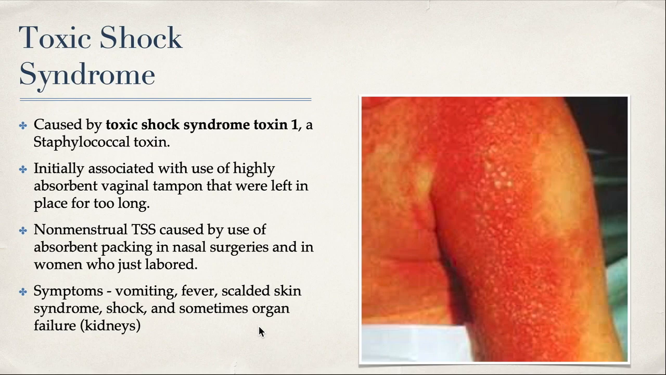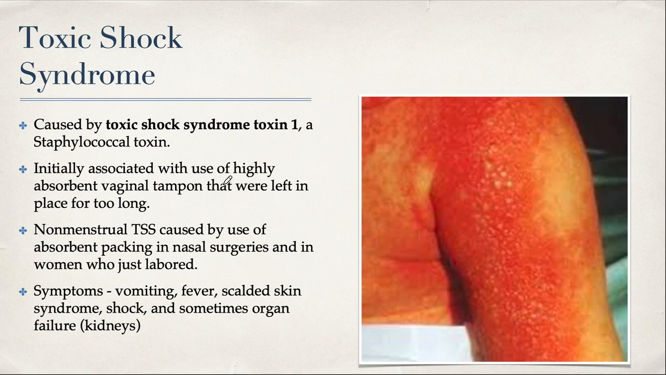Then you have toxic shock syndrome. You have a shock when there is a drop in the blood pressure, so hypotension. But in this case, it's caused by toxin, the toxic shock syndrome toxin 1 produced by Staphylococcus. Initially, it was associated with the use of vaginal tampons that were left in place for too long, and they ended up becoming contaminated, and then you have the Staph aureus producing the toxins, and it produced this toxic shock syndrome.